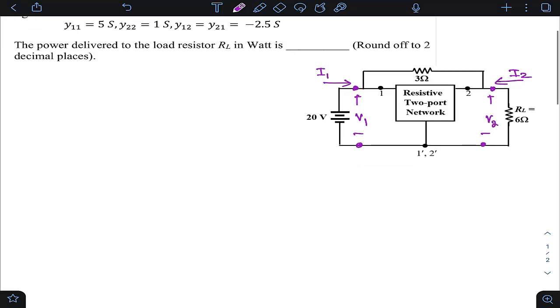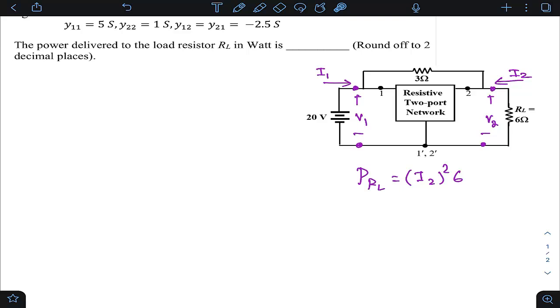If this current is I2, I can say the power of RL is nothing but I2 square into RL. RL value is 6. So I2 square into 6, or minus I2 square into 6. It doesn't matter what current you take, whether plus I2 or minus I2.